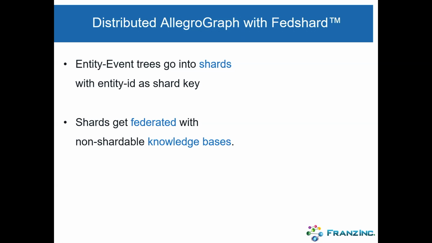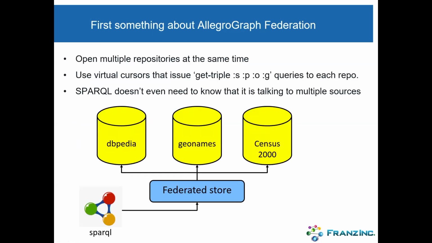Where we do a hybrid of a distributed database with shards, where each shard gets federated with unshardable knowledge bases. Yeah, so the entity event tree goes into shards with the entity ID as a shard key, and then the shards get federated with non-shardable knowledge bases. Yeah, so let me just for a second say something about AllegroGraph Federation. There's many types of federation, and I recently gave a talk where I distinguished 7 ways to do federation with semantic graph databases, but for now, let's just keep it simple.